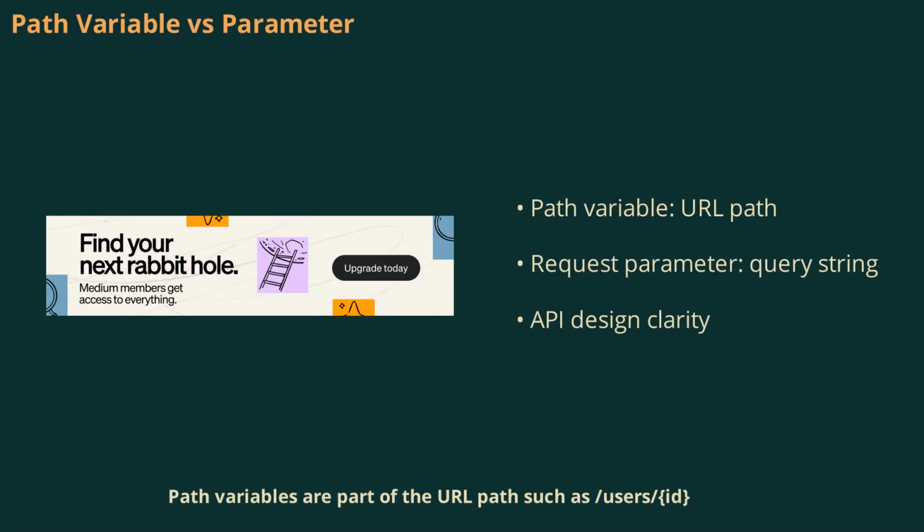Path variables are part of the URL path, such as /users/{id}, and are usually required. Request parameters, on the other hand, are passed in the query string like /users?id=10, and are often optional. Understanding when to use each is important for designing clear and intuitive APIs.